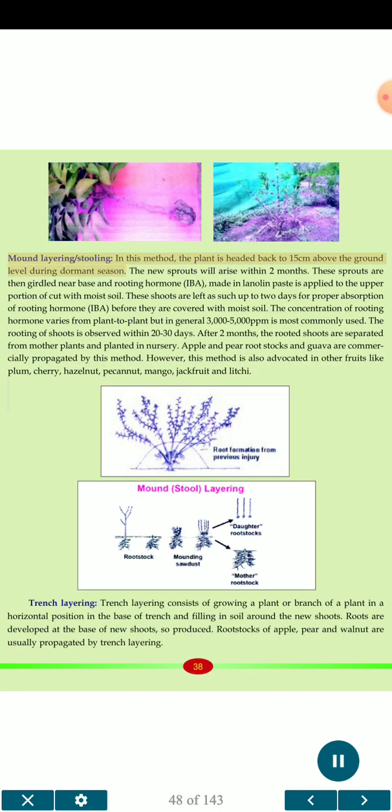38. Mound layering, stooling. In this method, the plant is headed back to 15 cm above the ground level during the dormant season. The new sprouts will arise within 2 months. These sprouts are then girdled near the base and rooting hormone IBA made in lanolin paste is applied to the upper portion of the cut with moist soil.